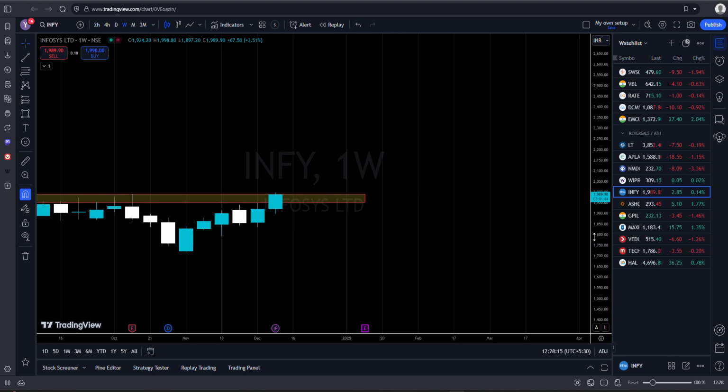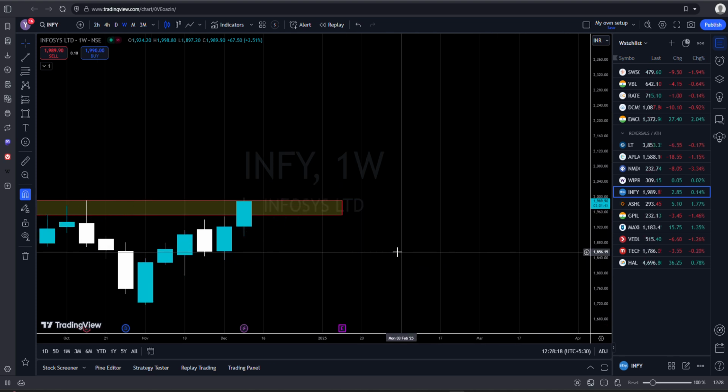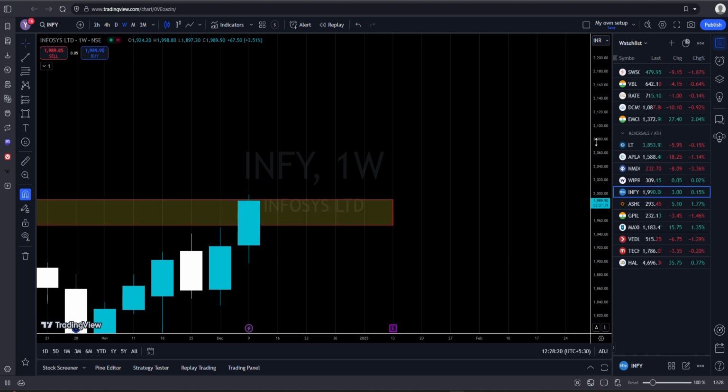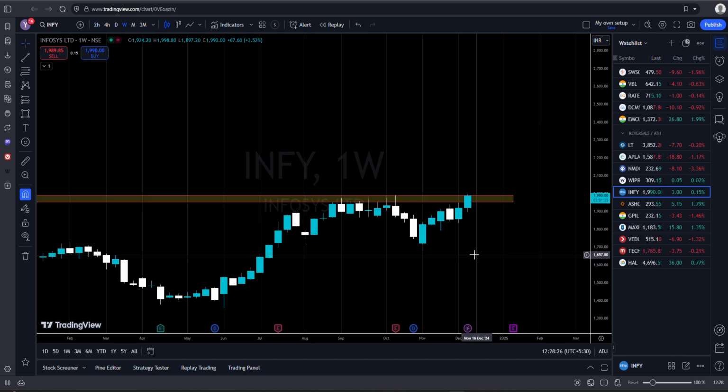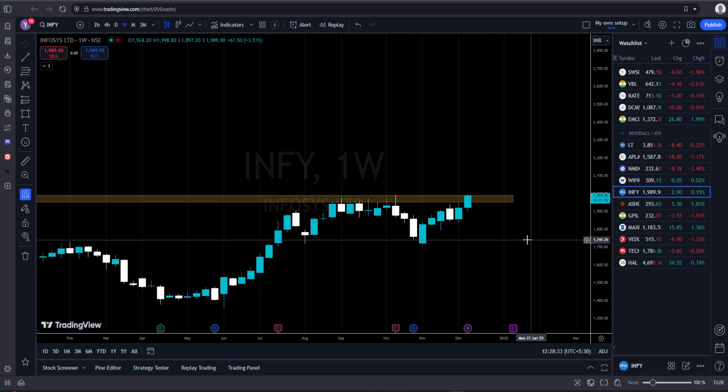I can clearly see Infosys fighting right now to close above this level, but you can see it has not yet broken. Okay, I will wait. If it breaks today itself, I will buy it by today evening, post 3:15 p.m., before the market closes with a small quantity, or else on Monday morning I can buy.